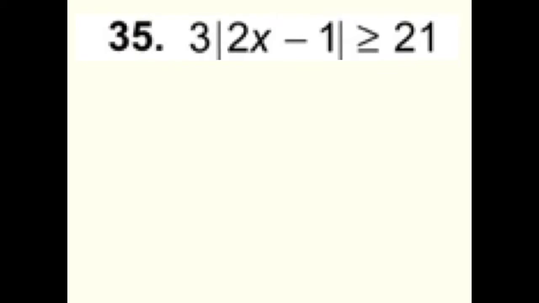So this problem is also an inequality. So we'll do it similar to the last one, number 29. Our first step would be to isolate the absolute value. So you divide by 3 on both sides, cancels that out. And you are left with absolute value of 2x minus 1 is greater than or equal to 7.